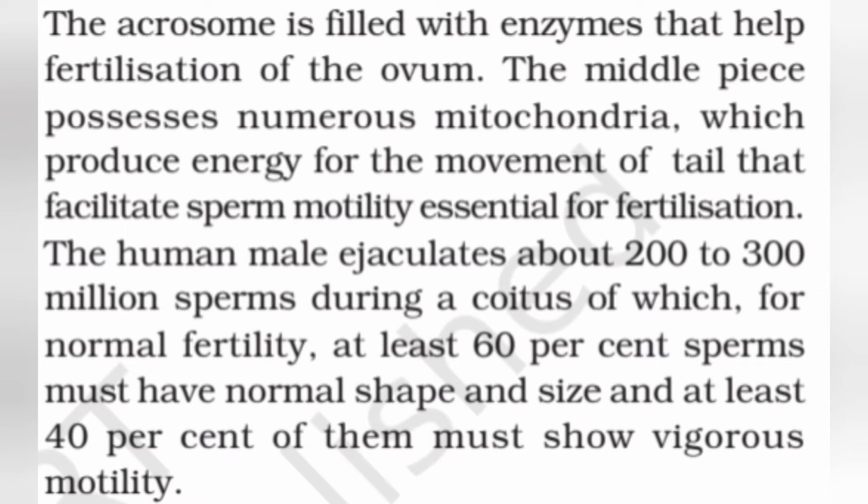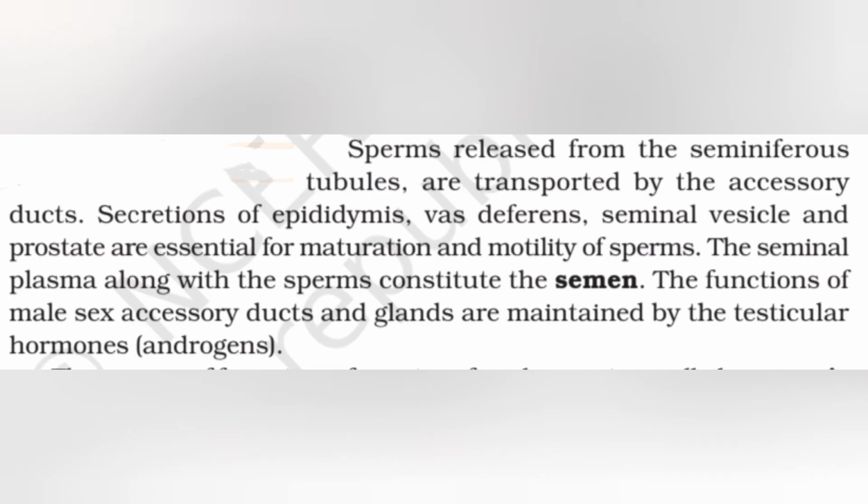So the middle piece produces energy for the sperm so that the sperm can move easily, which is very important for fertilization. Human male ejaculates about 200 to 300 million sperms during coitus, of which for normal fertility at least 60% sperms must have normal shape and size, out of which 40% must have vigorous motility to reach to the ovum.